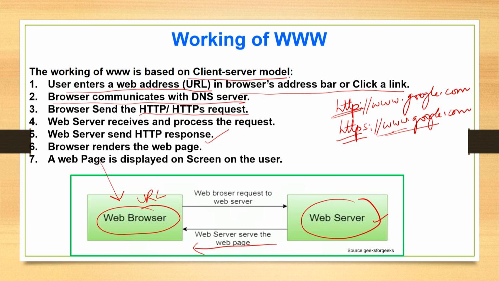It means first you write a URL, then the browser communicates with the DNS server. After that the browser sends the HTTP or HTTPS request, then the web server receives and processes the request. After that the web server sends an HTTP response, and then the browser renders the web page, and lastly the web page is displayed on the screen of the user.